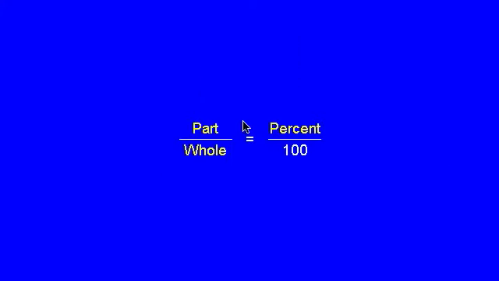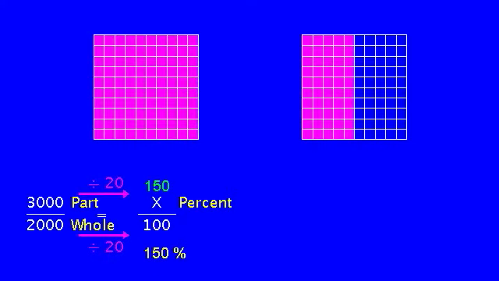The original unstandardized numbers are referred to as the part and the whole. So what you're saying is the part is what fraction of the whole, converted to a fraction out of 100. And the part can be greater than the whole.